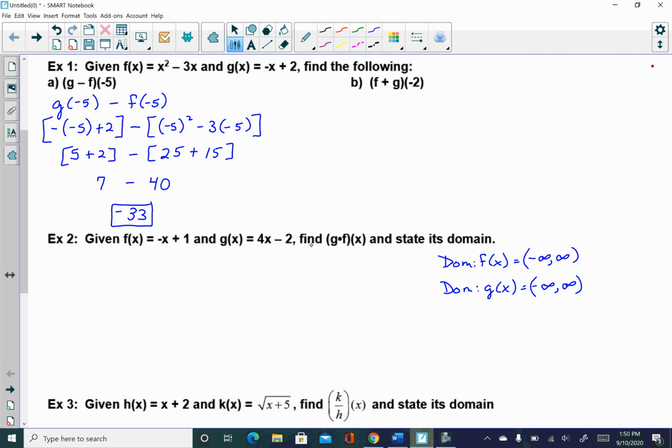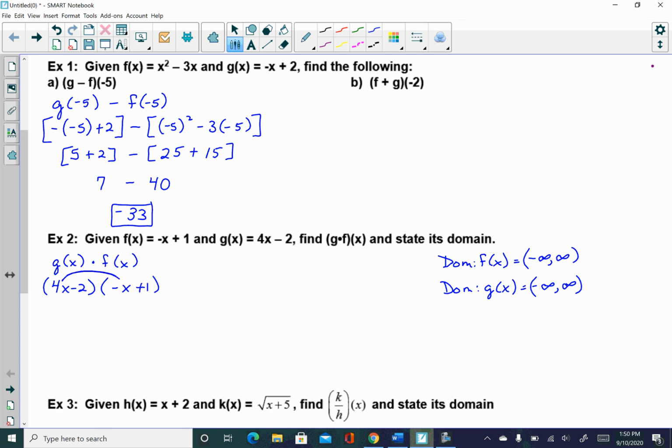It asks us to find g times f of x. So I'm going to take my g function. It basically means g of x times f of x. So take your g function, which is 4x minus 2, and we're going to multiply it times the f of x, negative x plus 1. I would just use the FOIL method here, right? Your FOIL method, multiply your first.